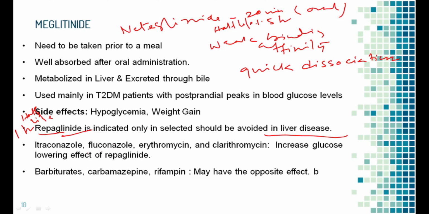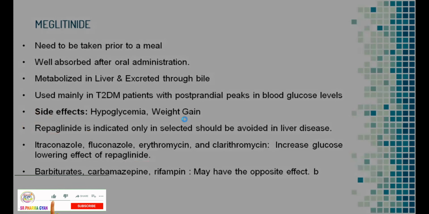Now, itraconazole, fluconazole, erythromycin and clarithromycin are drugs that increase the glucose lowering effect of repaglinide, whereas barbiturates, carbamazepine and rifampin may have the opposite effect. So this is about the meglitinides.